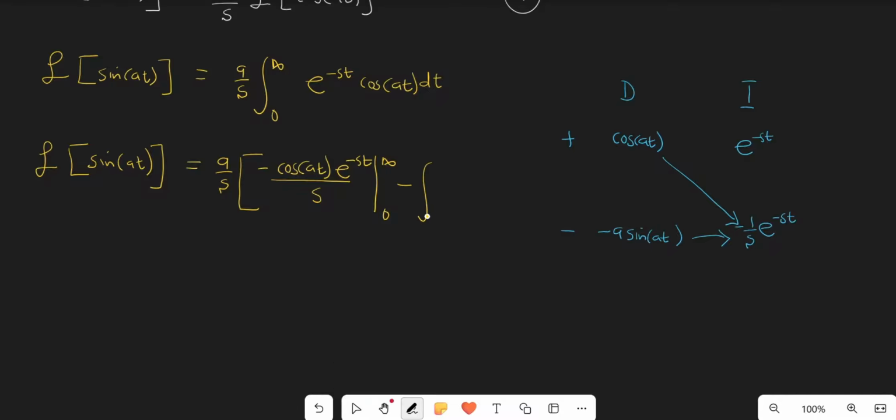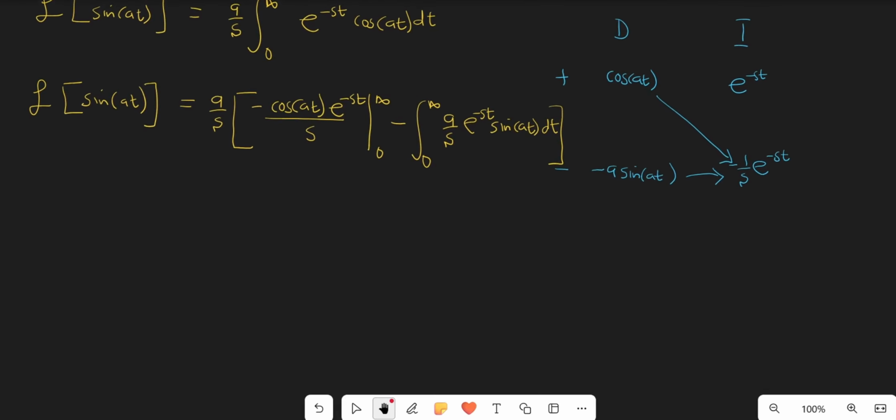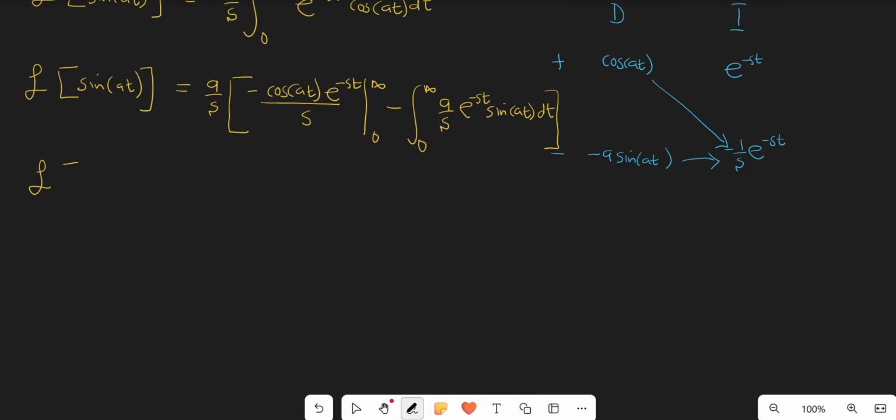Then we are going to have the integral from 0 to infinity. Multiplying them horizontally, that is going to be a over s here. And now we are going to have e raised to the power negative st, multiplied by the sine of at dt. Alright, like this. Cool.